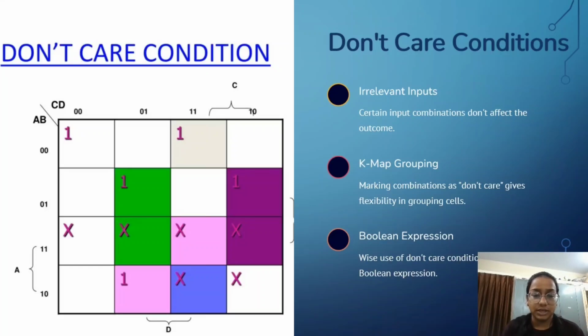Don't care conditions. This slide explains the concept of don't care condition in the context of K-maps. This arises when certain input combinations are invalid and don't influence the desired output. In our K-map, these are marked with an X. During K-map grouping, we can treat this don't care as either 0 or 1.